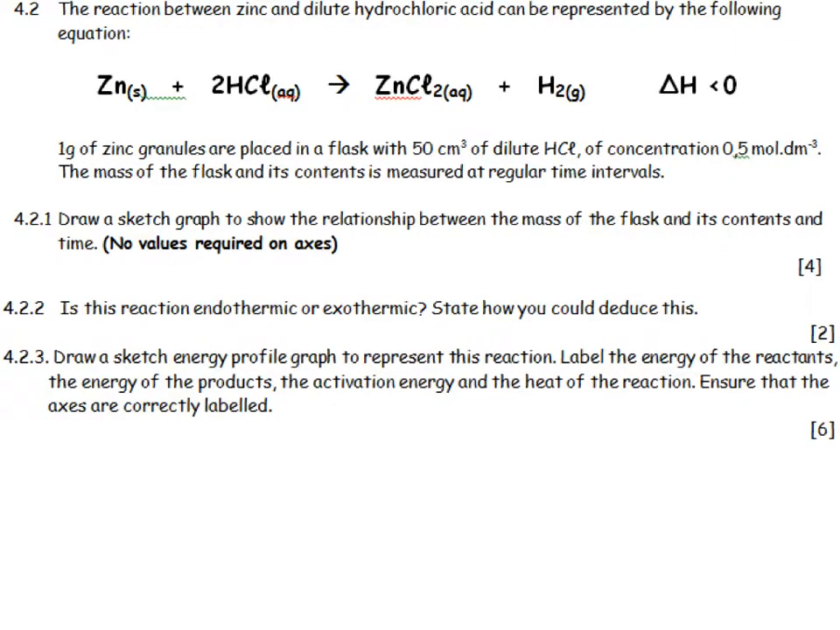The reaction between zinc and dilute hydrochloric acid can be represented by the following reaction. 1 gram of zinc granules is placed into a flask with a certain amount of hydrochloric acid. They give you the concentration. The mass of the flask and its contents are measured at regular time intervals. So firstly, this is what you had to start with. That's a solid and an aqueous. As the reaction proceeds, my one product leaves the flask. It's a gas.